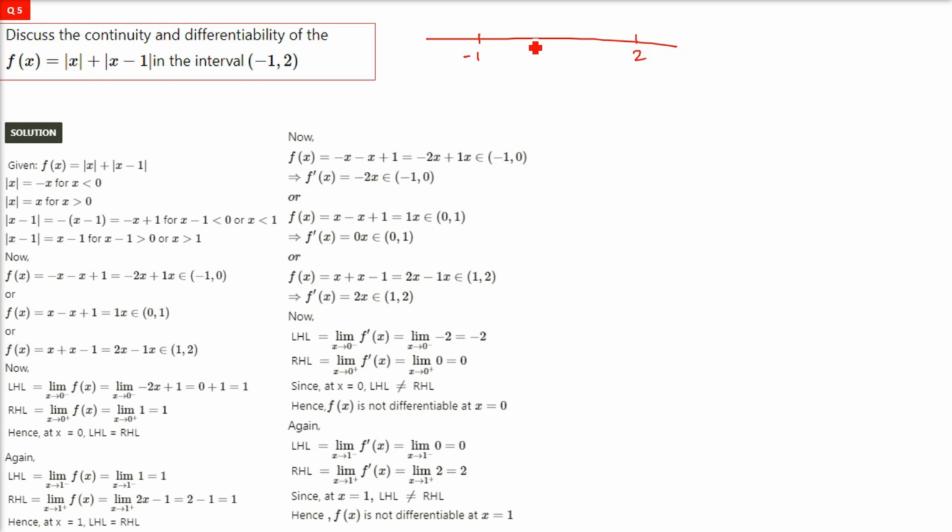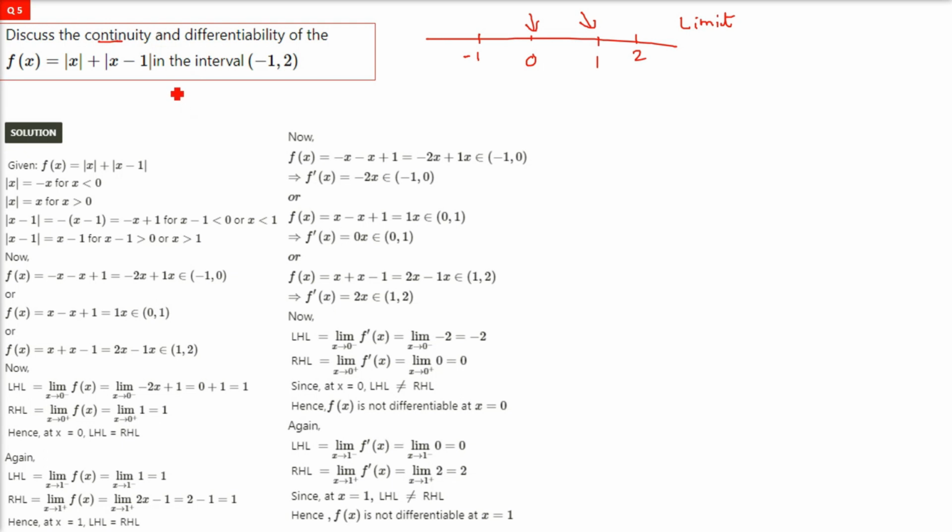Now from minus 1 to 2, you have 0 and 1. You have already checked continuity at 0 and 1. So the limit exists. The continuity is favorable to us in this case.